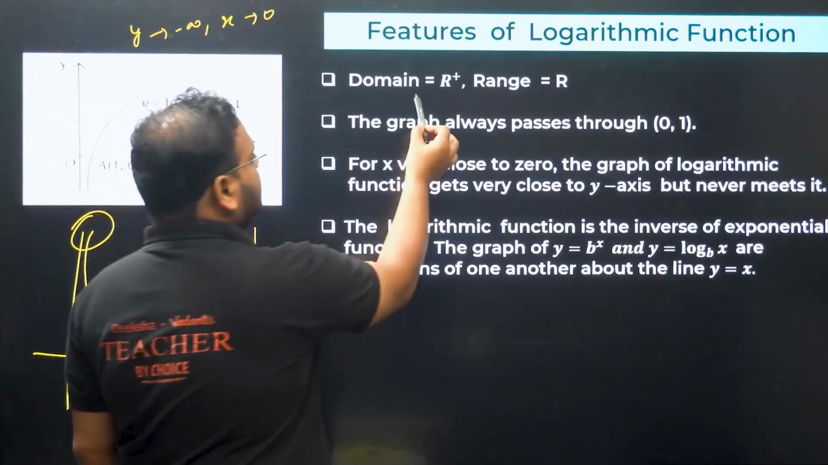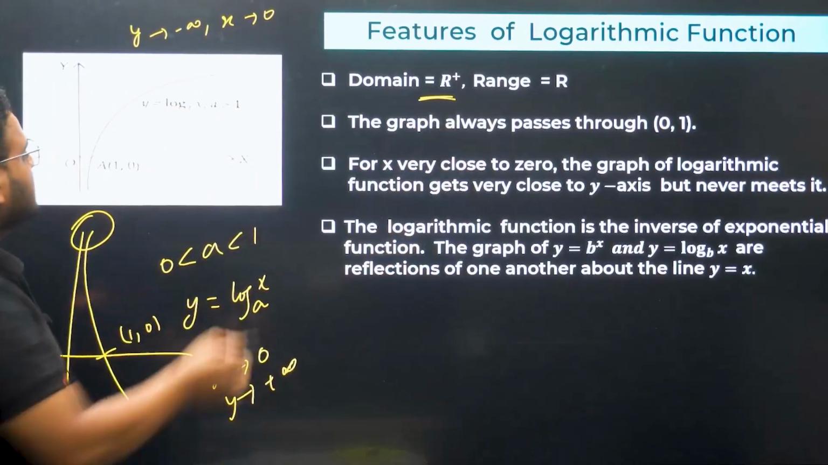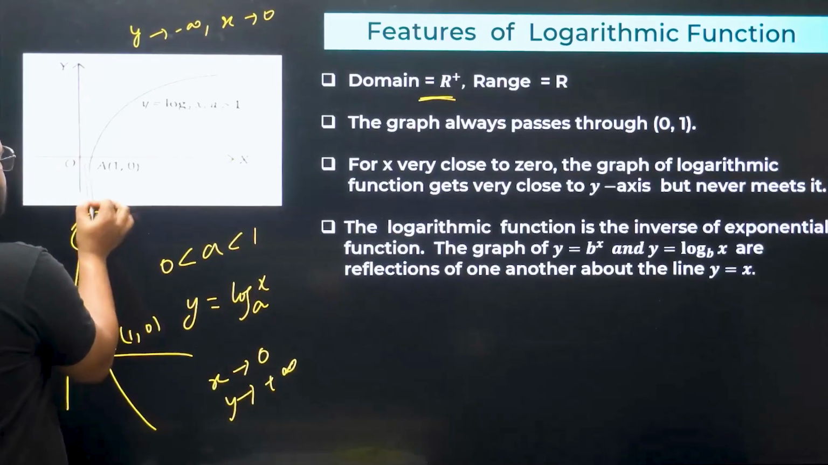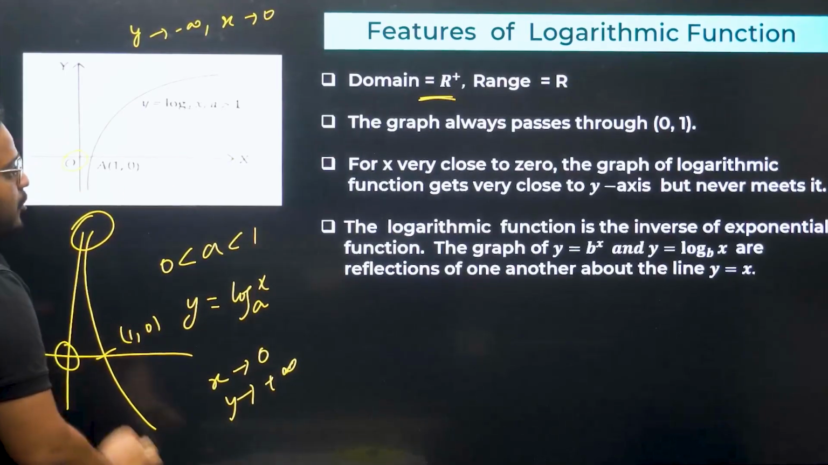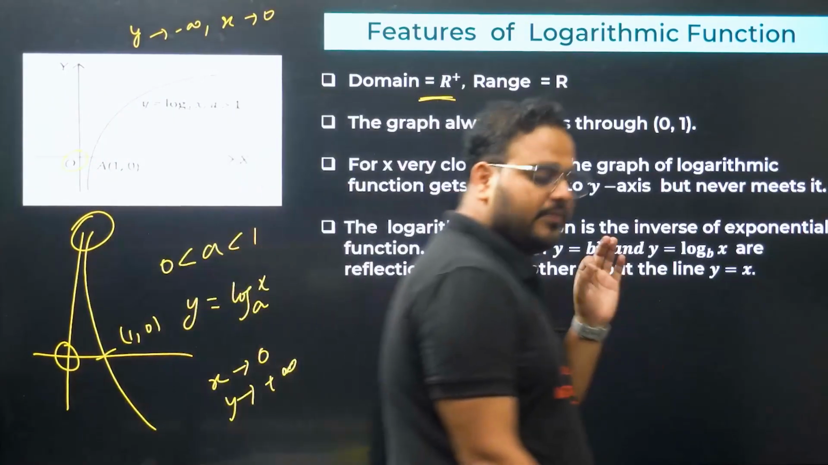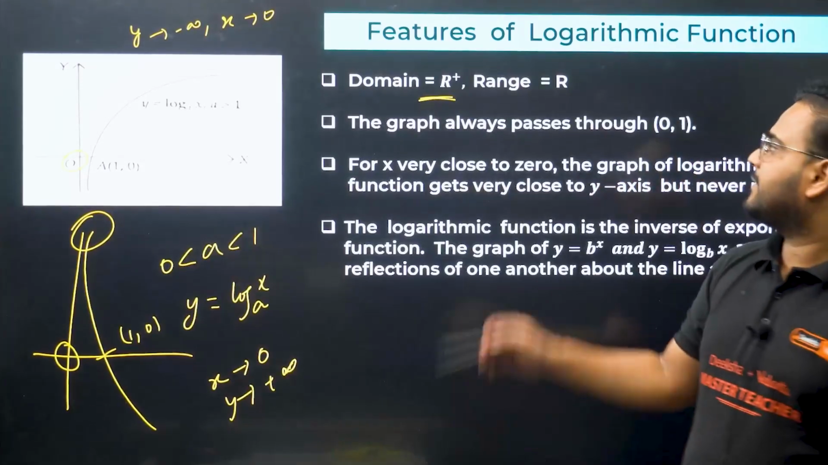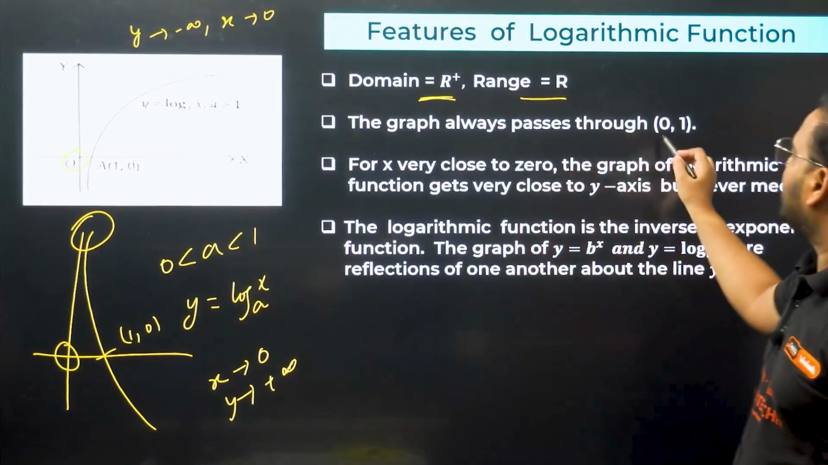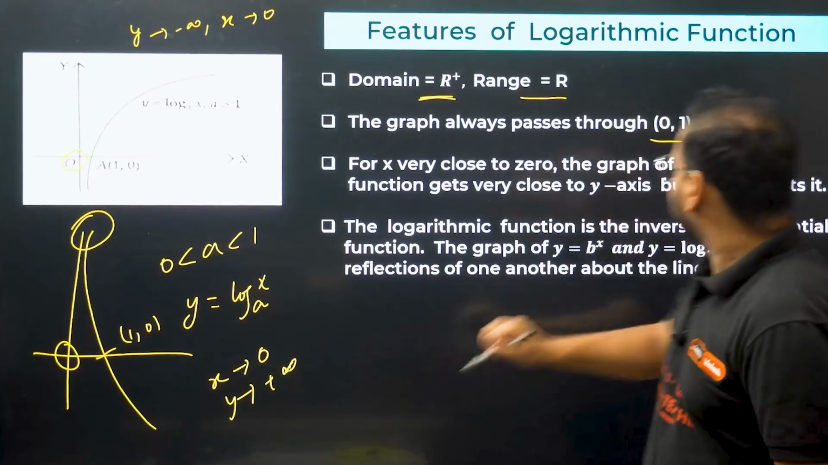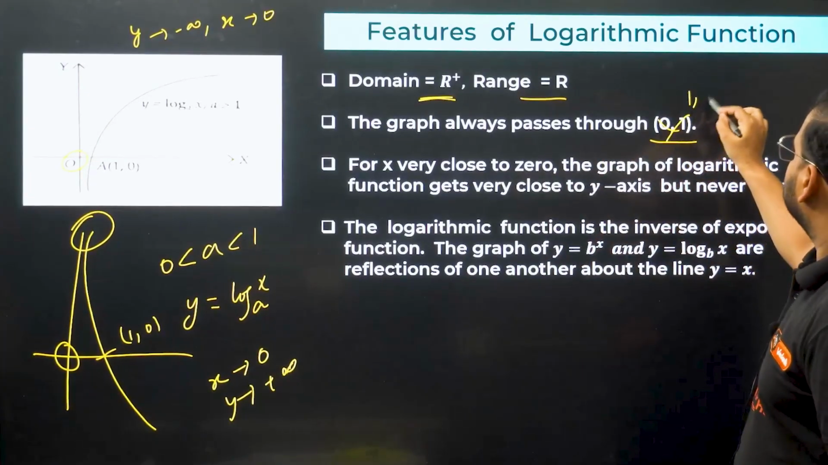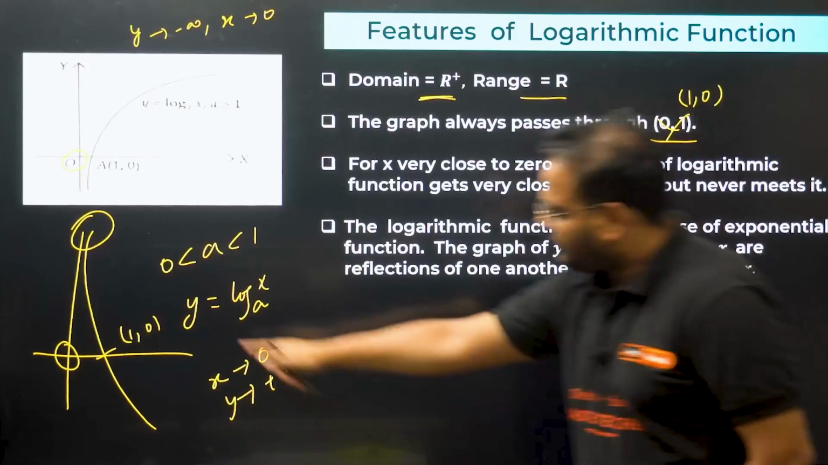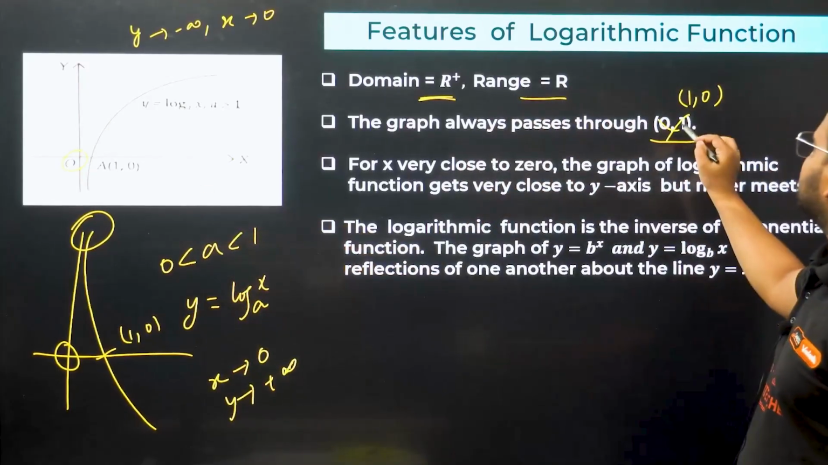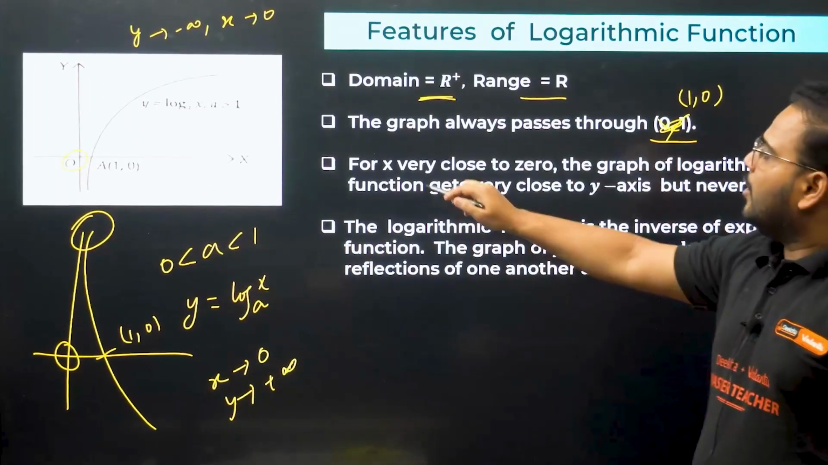Domain is all positive real numbers. You don't have even 0 here. Please check, 0 is also not there. Domain is only positive real numbers, and range is equal to R. The graph always passes through the point (1, 0). Sorry, this is wrong, (1, 0), not (0, 1). My mistake, it is a typing mistake. (1, 0).